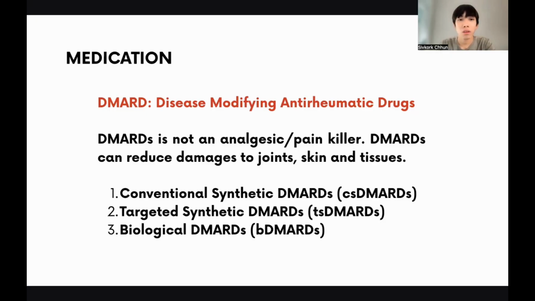are classified into three types. First, conventional synthetic DMARDs, CS-DMARDs, for rheumatoid arthritis. Common examples would be methotrexate, hydroxychloroquine, and sulfasalazine. The second type of DMARD is called targeted synthetic DMARDs, so it targets the cells. And biological DMARDs, or bDMARDs, are the third type of DMARD medications. These are not painkillers. They just reduce or inhibit the damage to the joints, skin, and tissues.